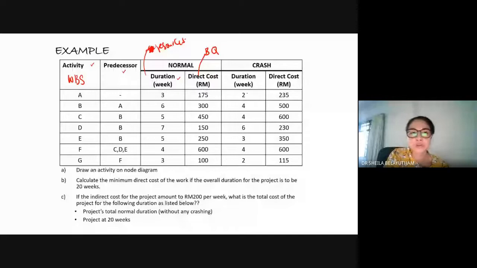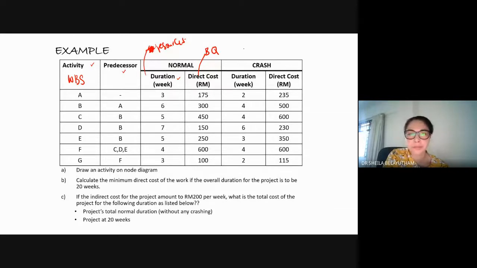Okay, so for example, activity A, the normal duration with the resource we have in hand is 3 weeks. Let's say the client has requested, so you have done your planning and you have provided a duration as such. But let's say the client gets back to you to say, okay, I'm not happy with the current duration that has been planned. Is it possible for you to reduce the duration? That is where you need to come up with this crash part.